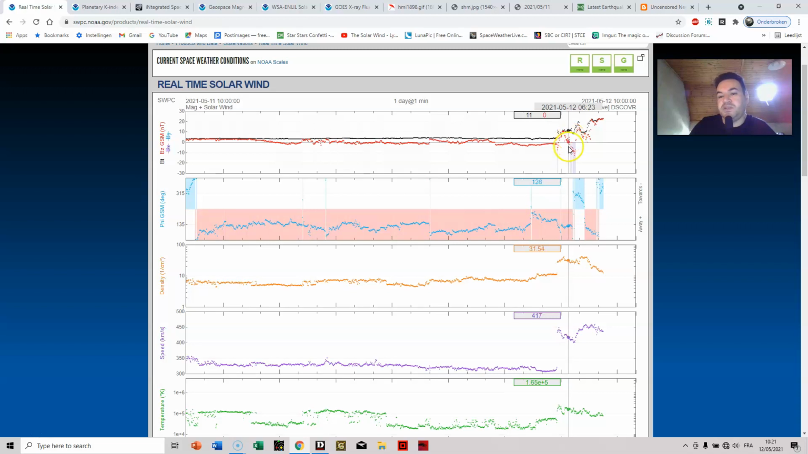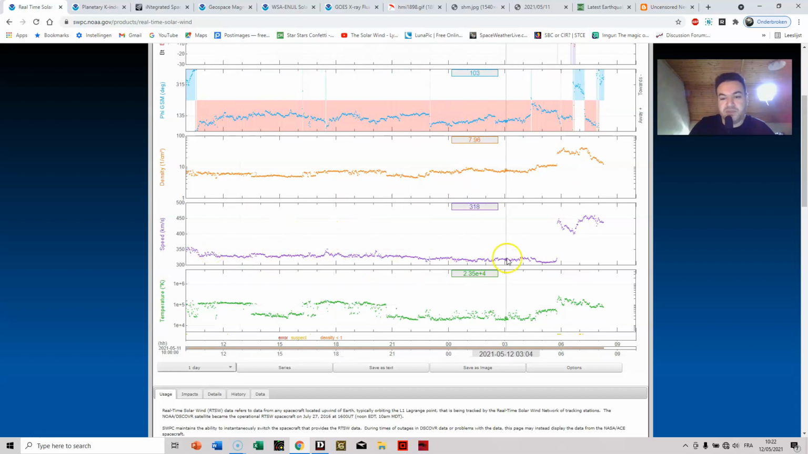The BZ component becomes unsettled, slightly negative. The field strength increases, as you might expect, because the solar wind has its own magnetic field. The phi angle starts to fluctuate, and density-wise, we see clearly an increase in orange, as you can see over here, to around 30 or 40 protons. We will see how this develops further.